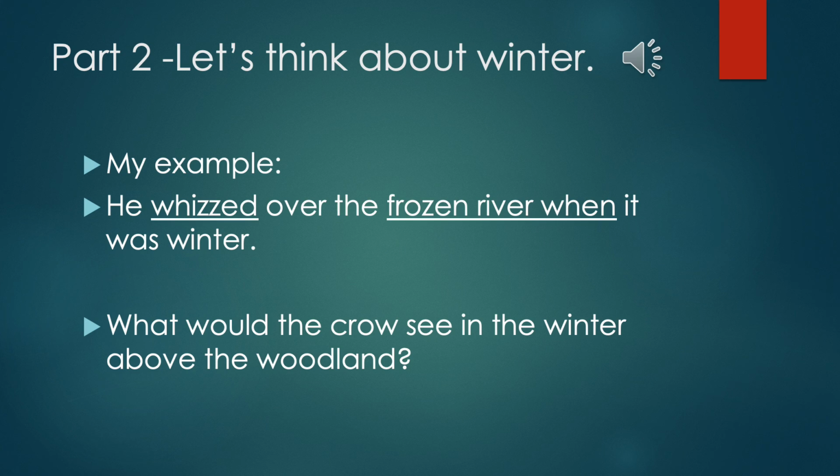So for part 2, think back to when you looked at the picture of the woodland in winter time, and I've got an example of a describing sentence here to show how the bird moved above the woodland in winter and what they saw. He whizzed over the frozen river when it was winter. So I've used the word whizzed and I've described the river as being frozen, which is important because it wouldn't be like that all year round. So then I've had to add the extra detail of including when it was winter.